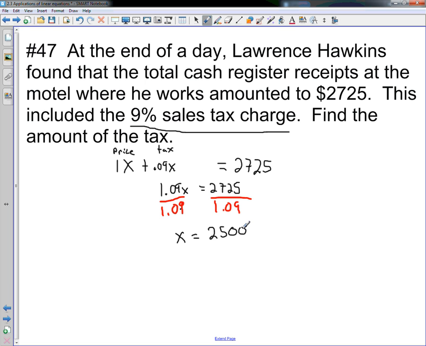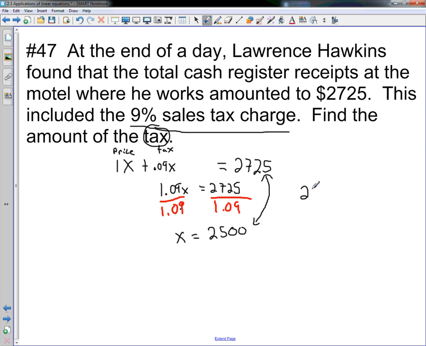We want to know what is the sales tax. So the sales tax is the original price plus 0.09x. So you have a couple different ways of finding this. We can look at 0.09 times 2,500. That would tell us how much sales tax. Or we can find the difference between the total and the price of the original item.